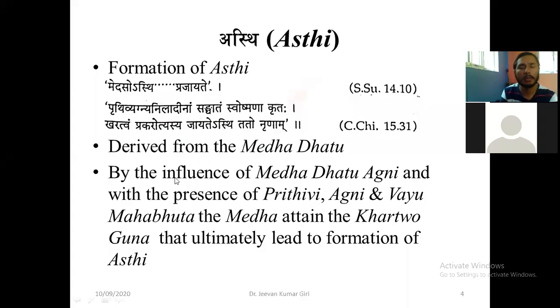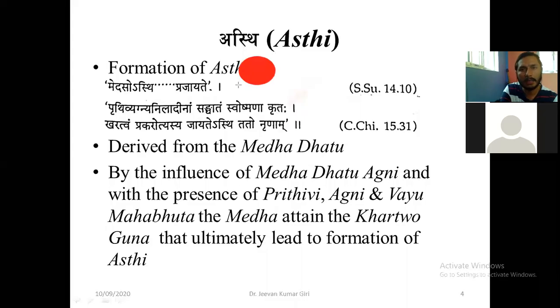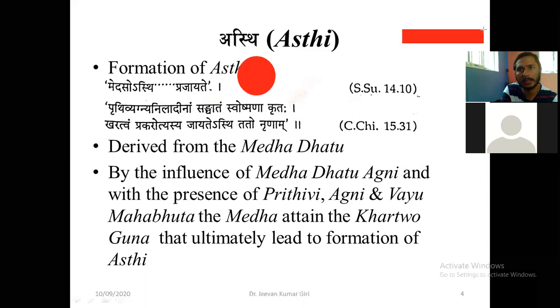Now see here. By the influence of the Meda Dhatu Agni and with the presence of Prithvi, Agni and Vayu Mahabhuta, the Meda attains the Kharatva Guna and ultimately leads to formation of the Asti. Are you getting this? Now see here. Suppose this is the Meda. Now from Meda, Asti is to be formed. So suppose this is the Asti. From Meda, Asti will derive.